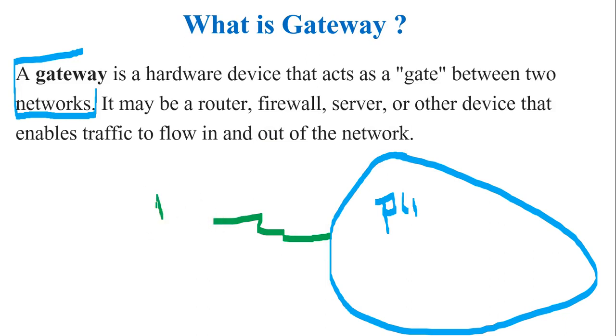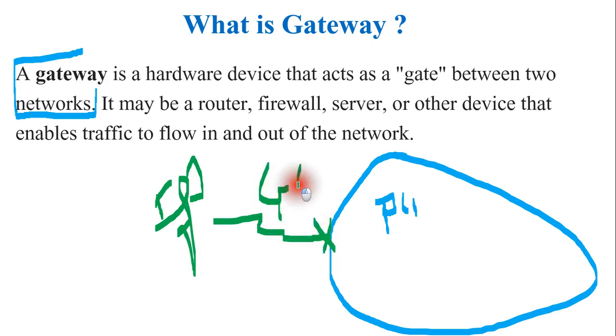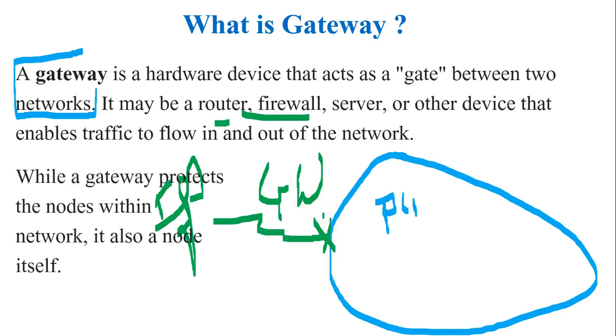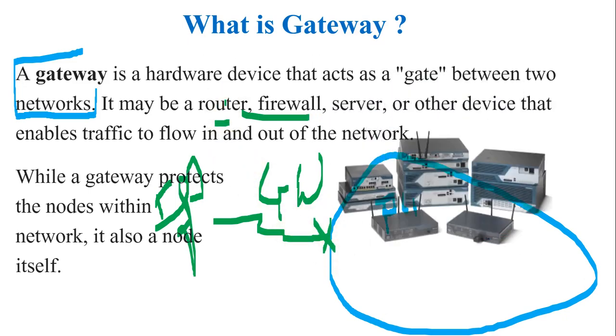Yes, for example, this is your company and you took an internet connection and you connected to this ISP, and it is terminating here. So this will be your gateway, and you can deploy any firewall, any router, any server here first of all, and then your organization. It is very important. So guys, while a gateway protects the nodes within the network, it is also a node itself.